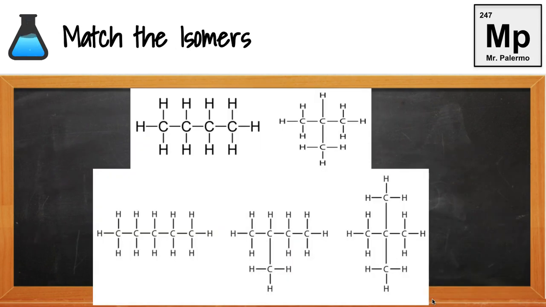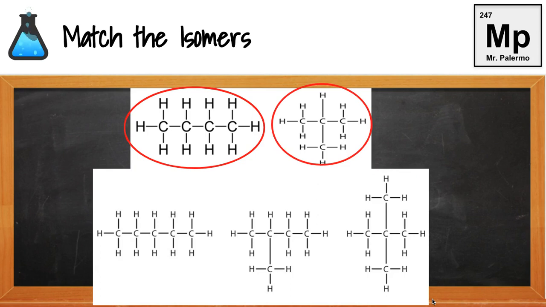So here we have 5 different structures, and we want to match the isomers. So what we're going to do is look for the same molecular formula, same number of carbon and hydrogens, and a different structural arrangement. So we see that the top 2 here are both isomers of each other. They have 4 carbons and 10 hydrogens, but they have a different structural arrangement. They would have different names and different properties.